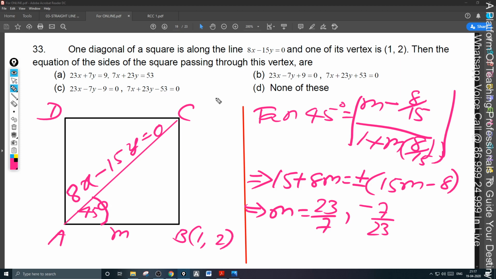And he has given the slopes the same for these two. And verify the point otherwise. 23x minus 7y. Substitute the point here. This is 23 minus 14, which is nothing but 9. Whichever 9 is there is equal to 9. This is the answer, option C.